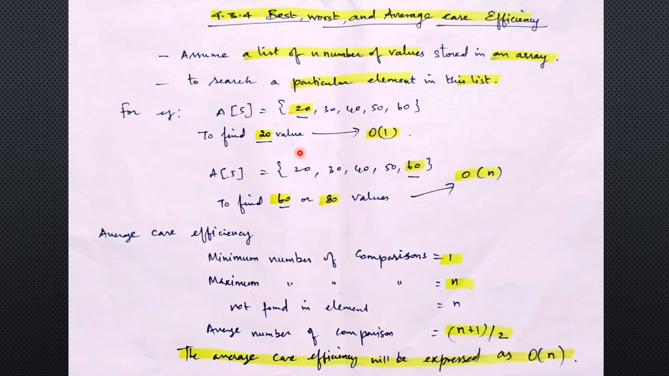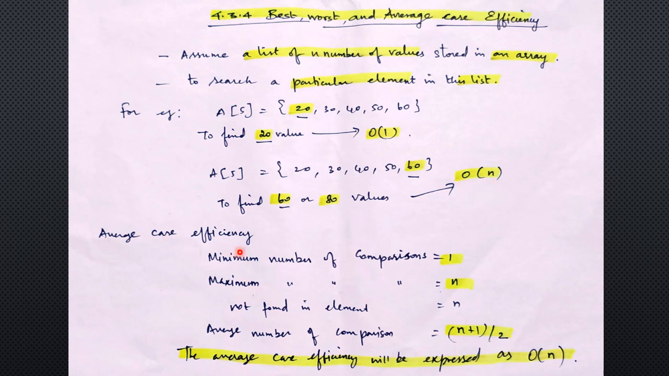So 20 is the first value. When the first element you search for is found, it is finished. So it is called O of 1. Suppose, in the same list, you search for 60, or you search for 80 which is not in the list, it is not found, or it is found only after searching all the values. So it is called O of n.